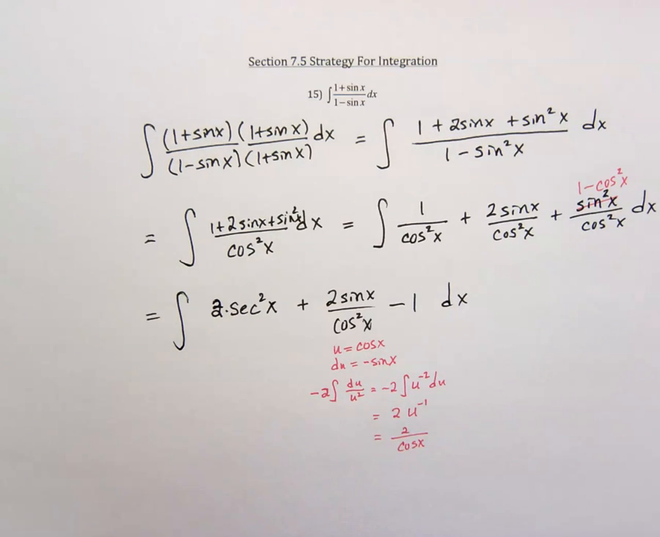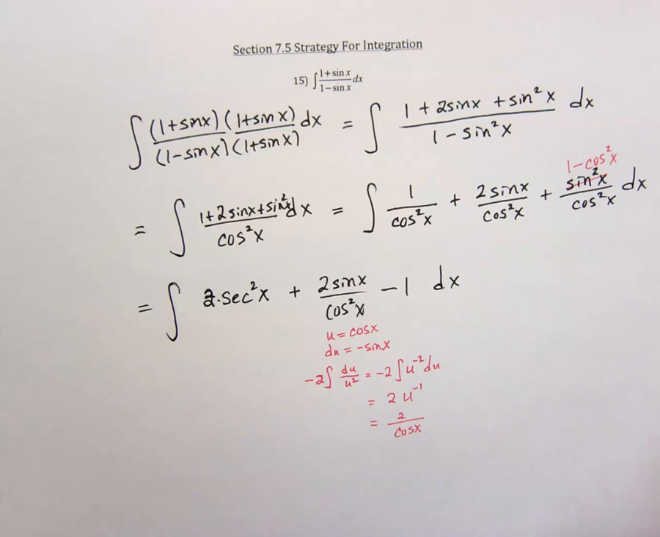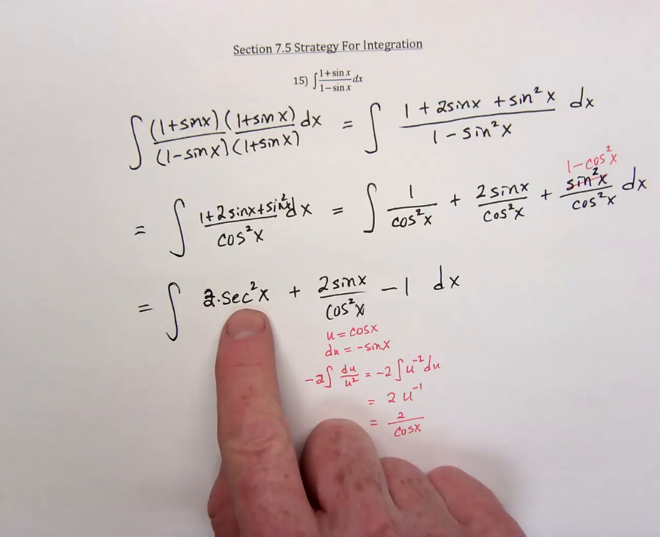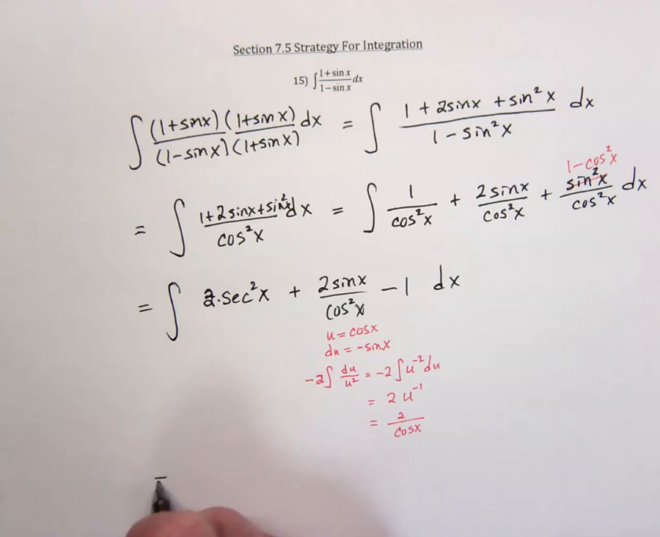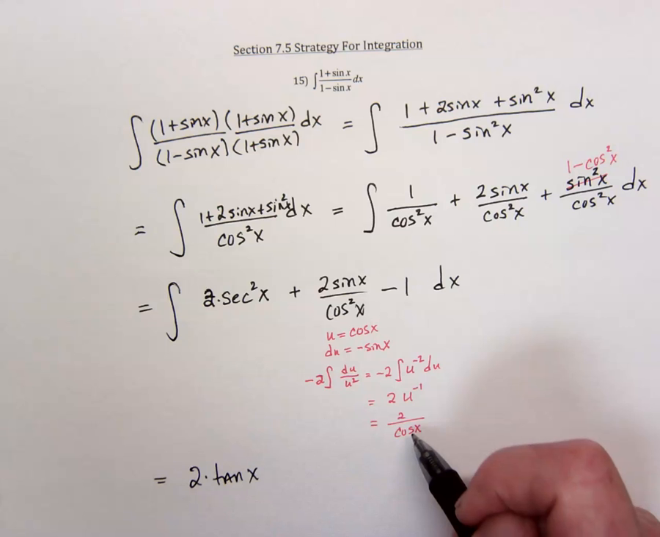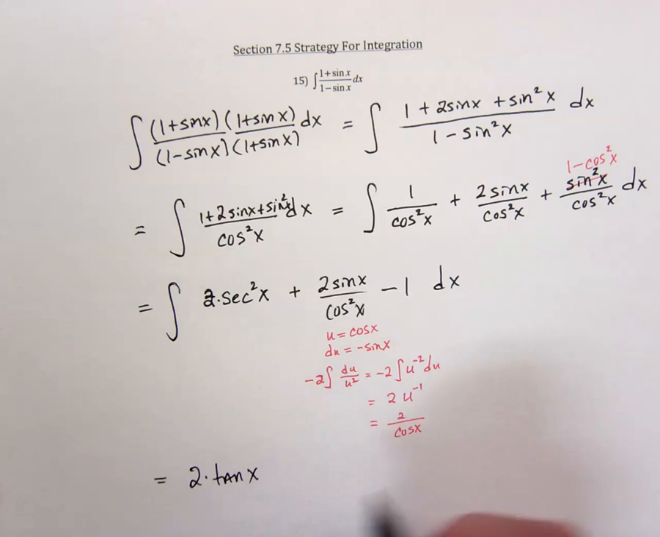Alright, now we've just about got it. The derivative of tangent is secant squared, so the integral of secant squared is tangent. So we've got 2 times tangent of x. For this, we did this u substitution, we ended up with this. 1 over cosine is secant, so that's really 2 times secant of x. And then for negative 1, that's negative x.